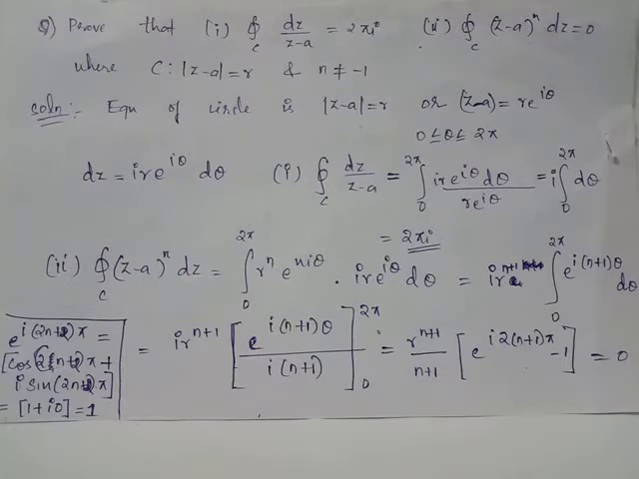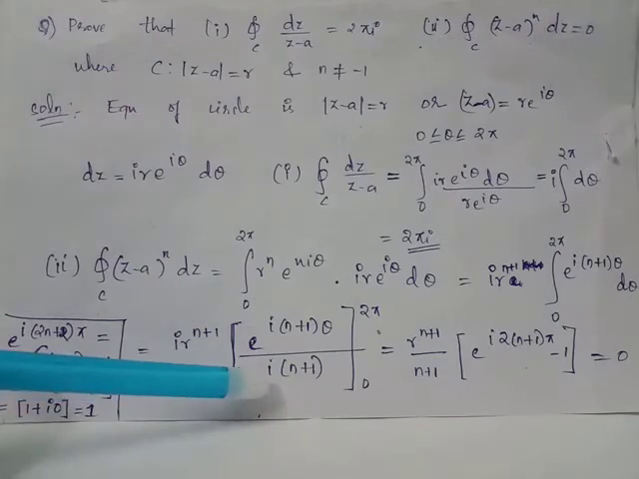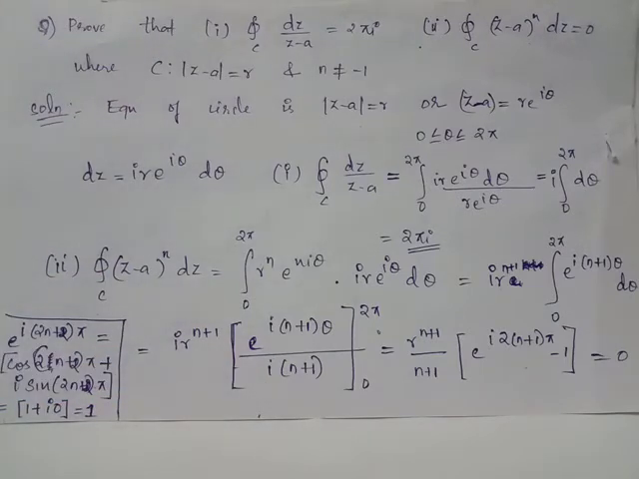i can also be taken outside the integral, being a constant. Therefore, we have to integrate e raised to i (n plus 1) theta with respect to theta. We obtain e raised to i (n plus 1) theta upon i (n plus 1), to which we give upper and lower limits 2 pi and 0.